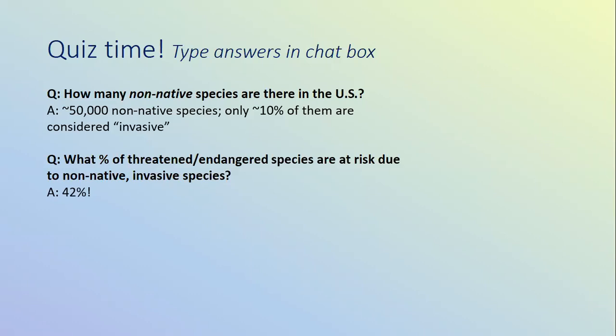So if you think about that first figure and that first question I asked, only a few of the non-native species we have are invasive, but of those invasive species, they cause quite a bit of destruction. They really harm a lot of our native species that we want to protect and keep here. All right, so next question is, are there any native species from the United States that are invasive elsewhere?